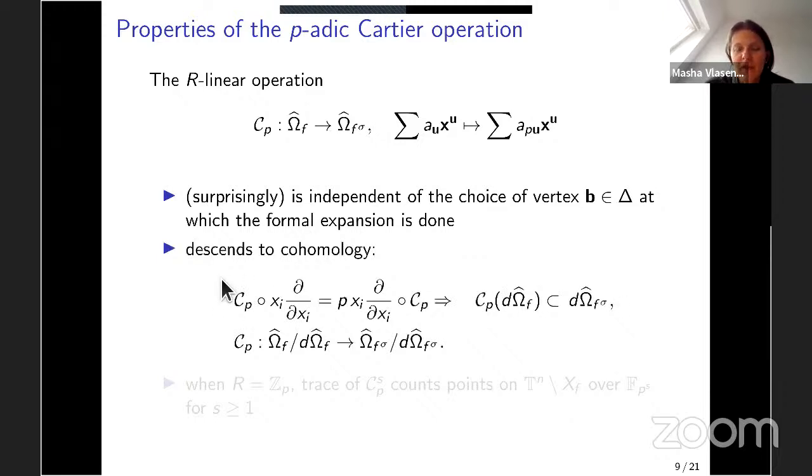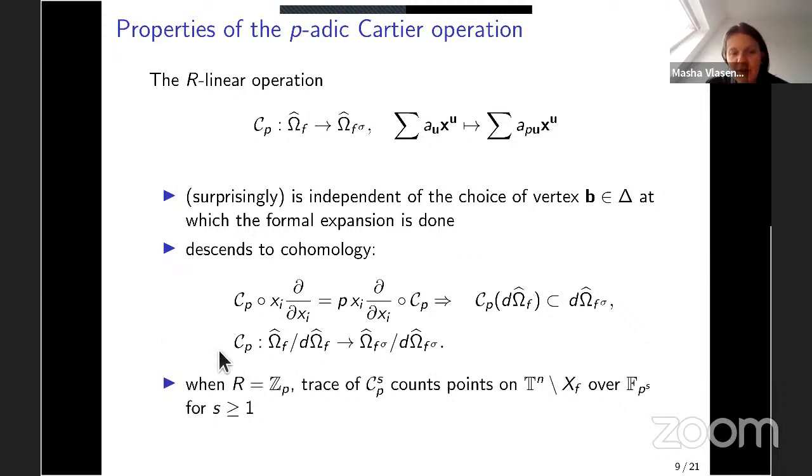The second property is that it descends to the quotient by derivatives. Namely, if we look at commutation with partial derivatives in the variables x_i, there is a p-commutation relation. So if we apply the Cartier operation to a derivative, it will be p times the derivative. In particular, we have an operation on the quotients. And the last property I want to mention is that when the ring of coefficients is Z_p, then traces of powers of the Cartier operation count points over finite fields on the complement of the hypersurface of zeros of f. So somehow this is an example of a point counting operation, like the Frobenius operation.